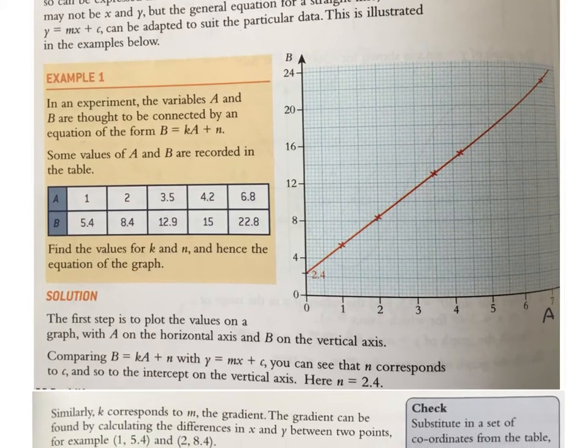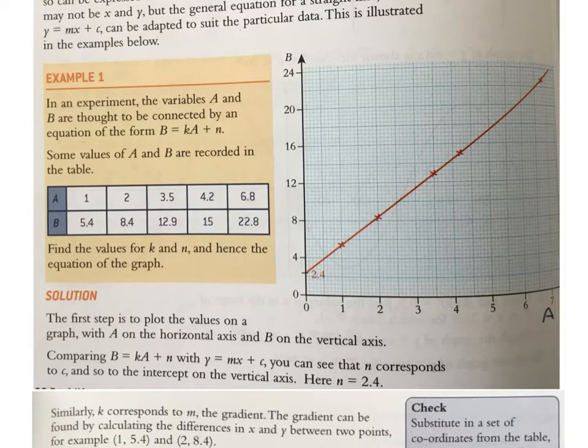So how do we do that? The first step is to plot the values on a graph. So this here has been plotted there, with a on the horizontal axis and b on the vertical axis. Well, why do they do that? Let's look at the two equations so we can compare and see why. Comparing b equals ka plus n, which is what they've wanted to plot, with y equals mx plus c, you can see that the n corresponds to c, so they are the same.